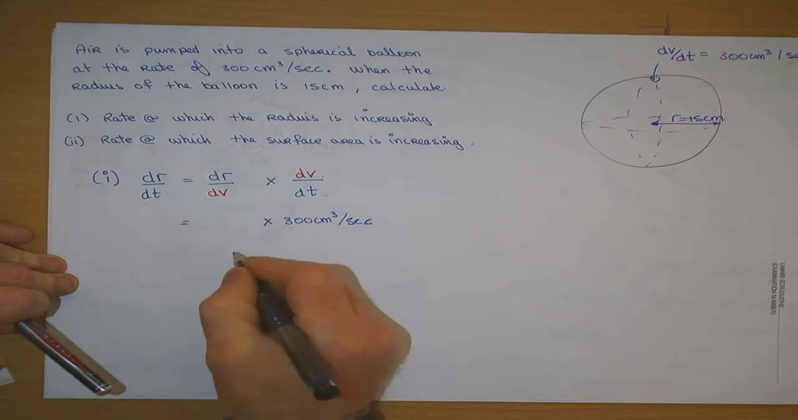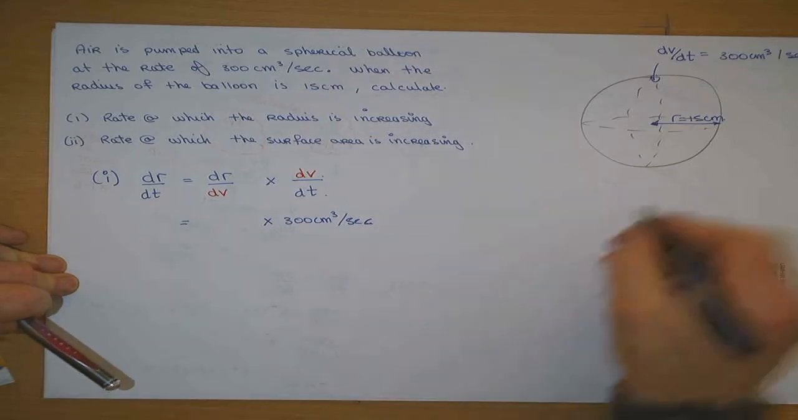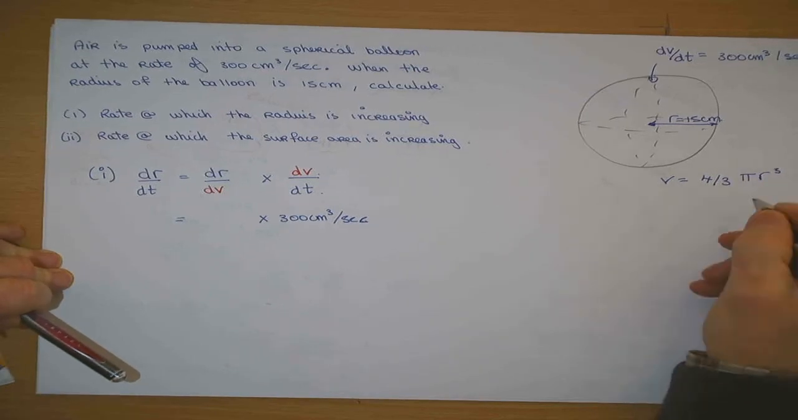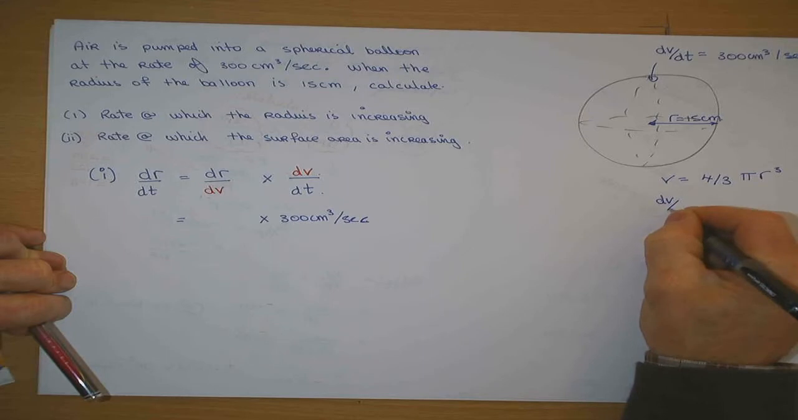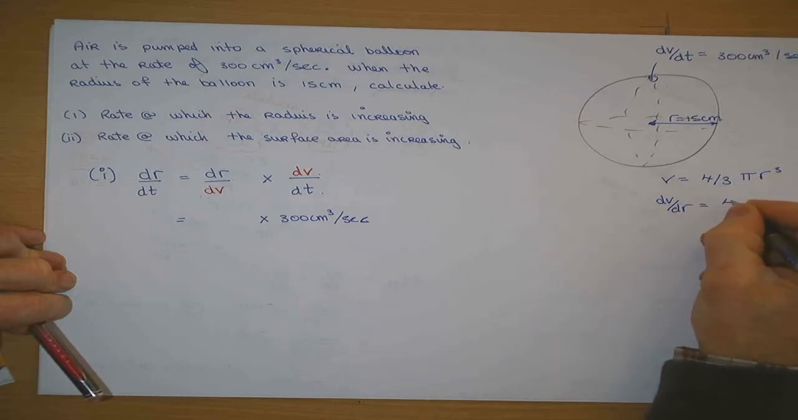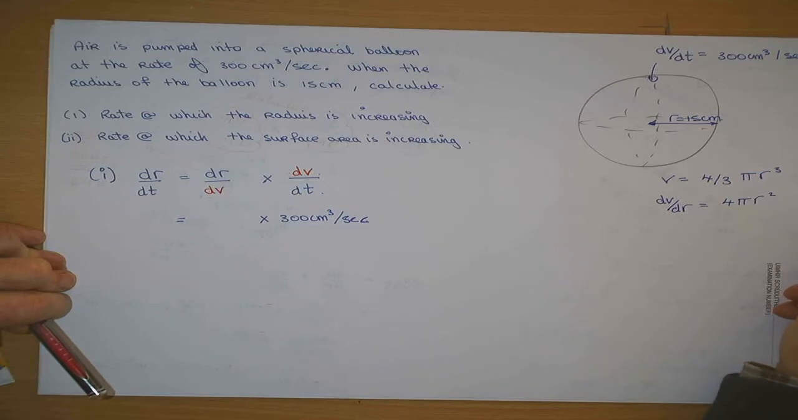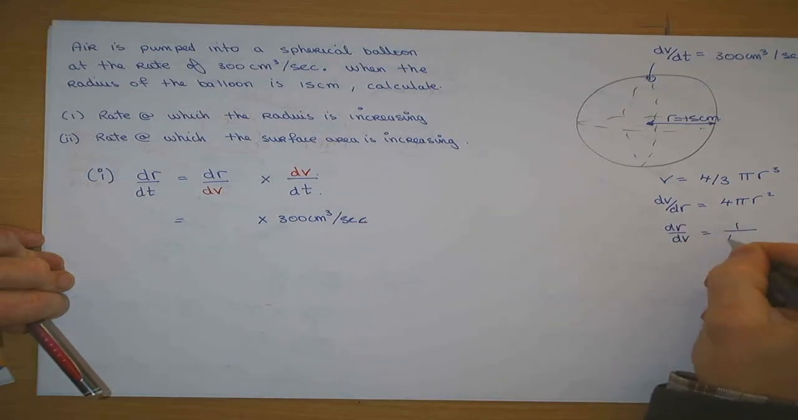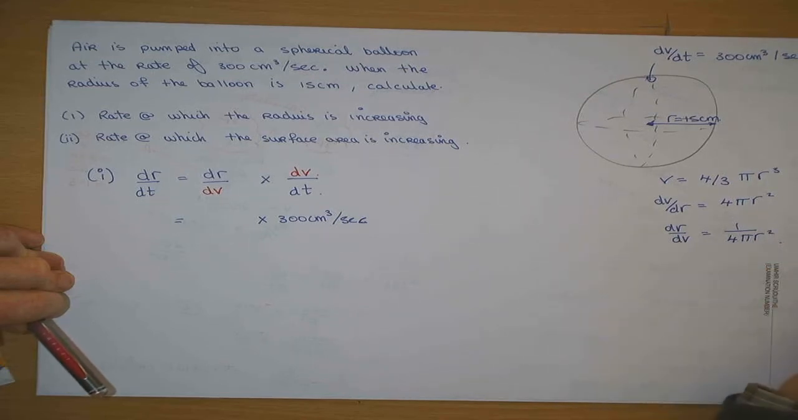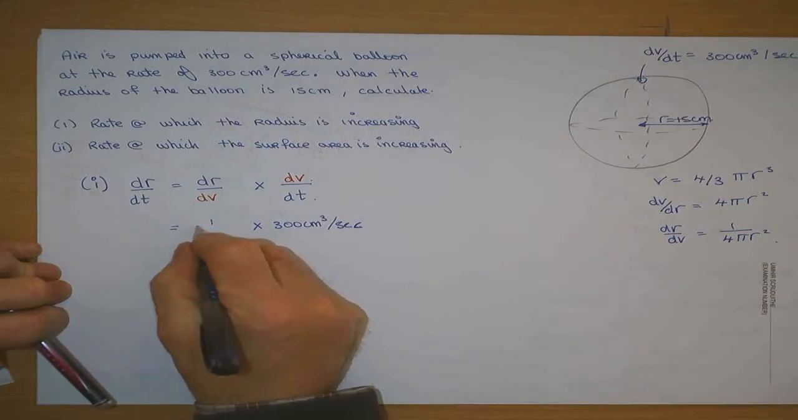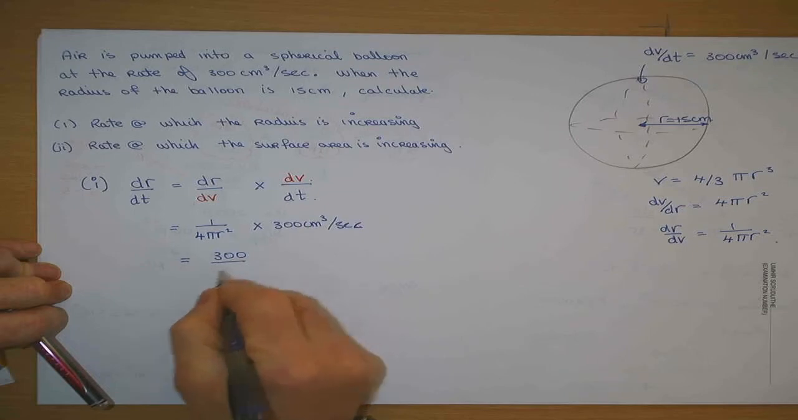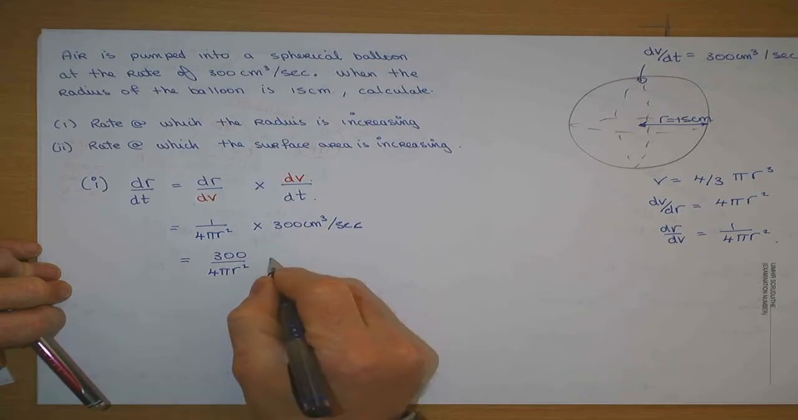What have I to work out to finish this? The dr/dV. I know that the volume is 4 over 3 pi r cubed. From that I could work out what? dV/dr. What's dV/dr? 4 pi r squared. Was I asked to get dV/dr? What do I need? dr/dV. So what would dr/dV be? 1 over 4 pi r squared. Just the inverse. Yeah.